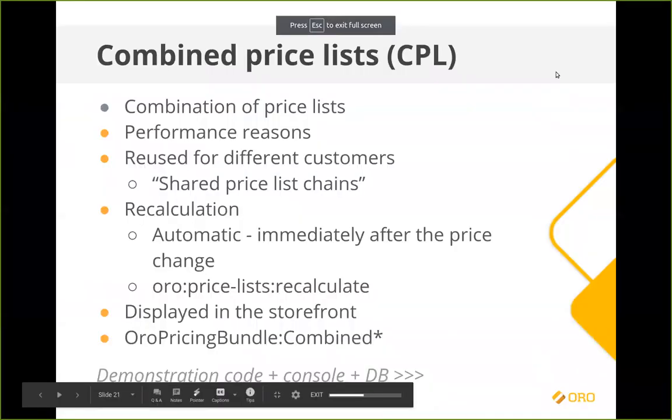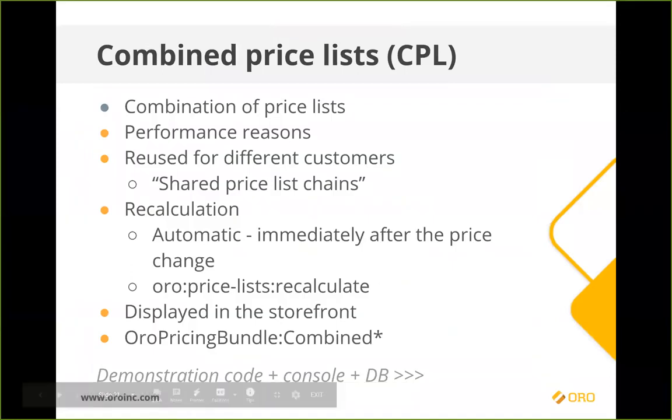The main idea of the combined price list is to have reasonable performance. That is why we're using this price list. As I have mentioned, it's some sort of cache which stores prices for specific products. You may reuse the same CPLs, or combined price lists, for different customers. So let's assume that we have two customers that have exactly the same chain, price list A and price list B. In this case, the application will not need to generate two combined price lists. The application has to generate only one combined price list and use it for both customers.